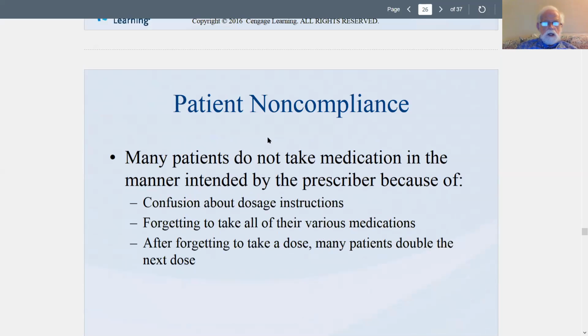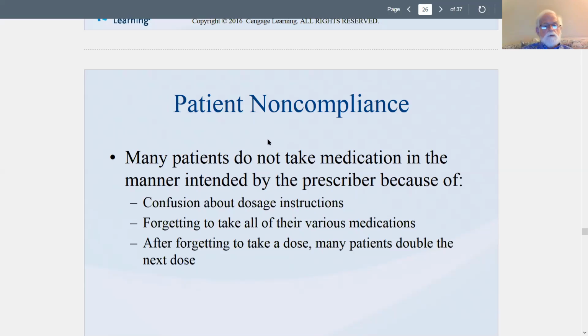Non-compliance, lots of ways that patients can be non-compliant. Some of it is deliberate. They will decide they don't like the drug, and they'll simply stop without saying anything to their physician. The physician, assuming that the patient is still taking the drug, then wonders what's going on. And if the patient is not passing that information along, then there's a problem.